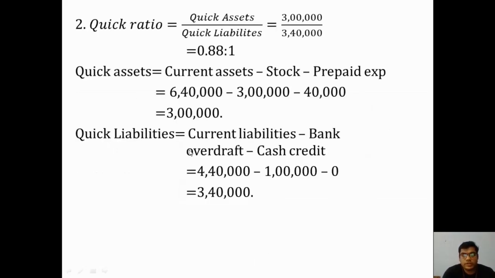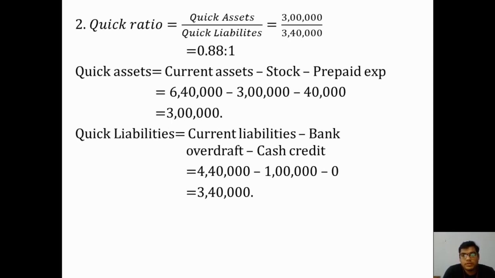Now the second ratio is quick ratio. The formula for quick ratio is quick assets divided by quick liabilities. Here, quick assets means the assets which can be liquidated into cash quickly, that is quicker than the current assets. The normal time required for current assets to liquidate into cash is, we say, 1 year. The assets which can be liquidated into cash within 1 year are called current assets.